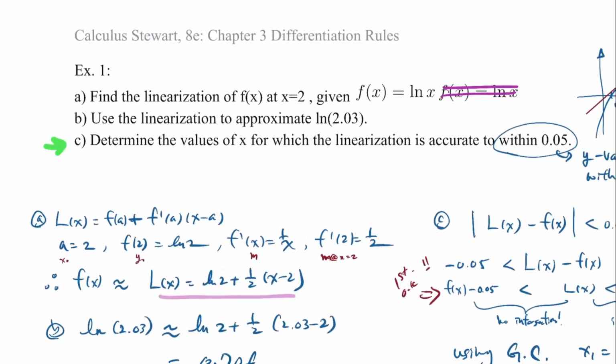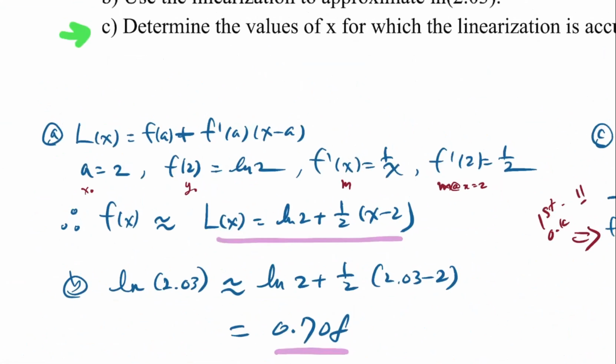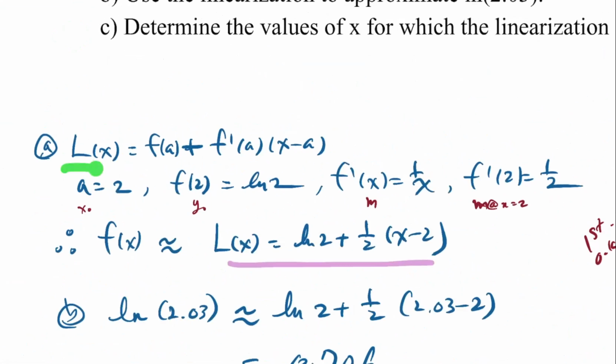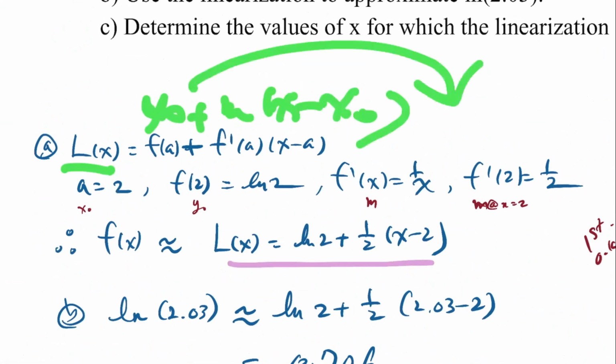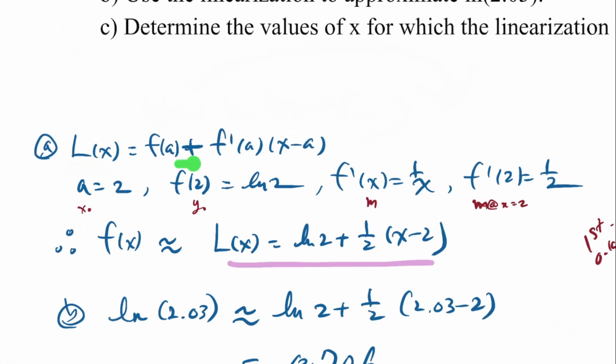The first thing we're going to do over here is L of x is y naught plus m times x minus x naught. The y naught goes in the back, right? So essentially that's what that is. So x naught, a is 2. Plug that into f of 2 and that gives you y naught. And then to find the slope, you take the derivative of the function, which is 1 over x, and then plug in x equal to 2 to get the slope at x equal to 2 over here. And we plug everything in here, the function is approximately this, right? Near x equal to 2. That's what we're saying.